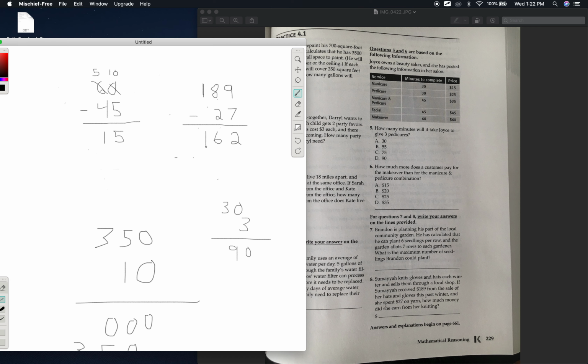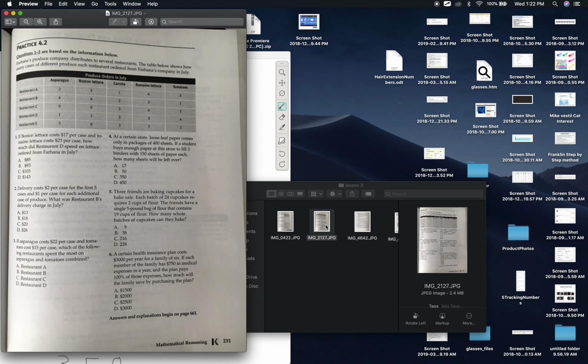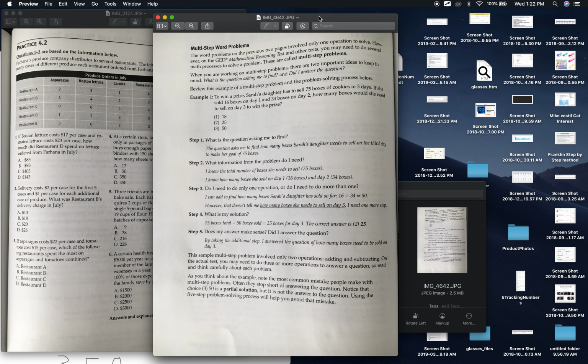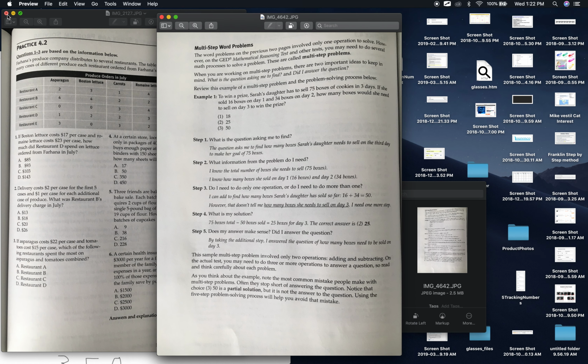Let's move on to page 230, which I believe is this page right here. Nope, I believed incorrectly. 230. Let me check here. Yep, this is 230. I know you guys can't see it there, but I'm looking at the actual book.